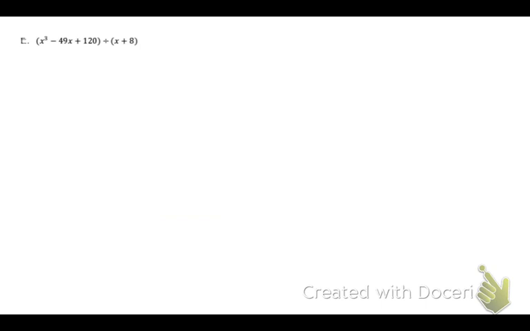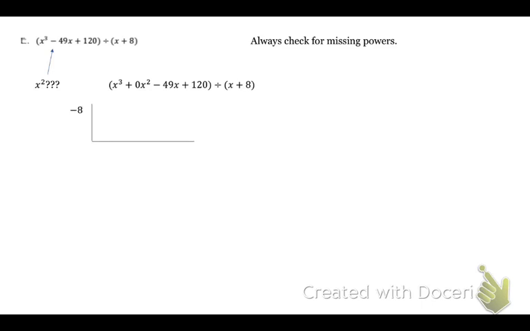For this one, we have x cubed minus 49x plus 120 divided by x plus 8. We have to always check for missing powers. Here I don't have an x squared, which means I need to plug in a 0 for where that x squared would be. So this will be -8 on the outside, 1, 0, because that's where the x squared would be, -49 and 120.